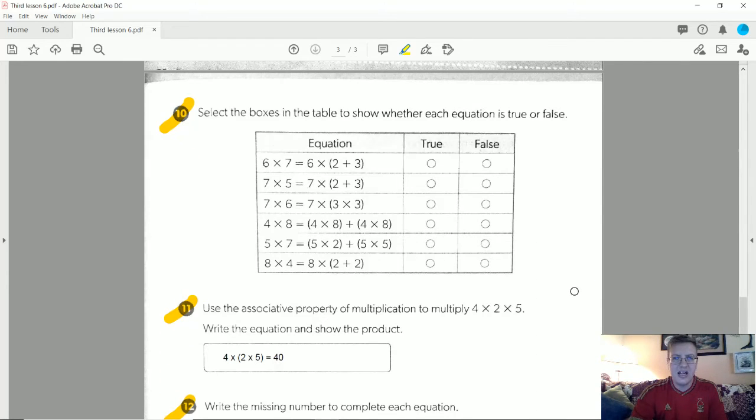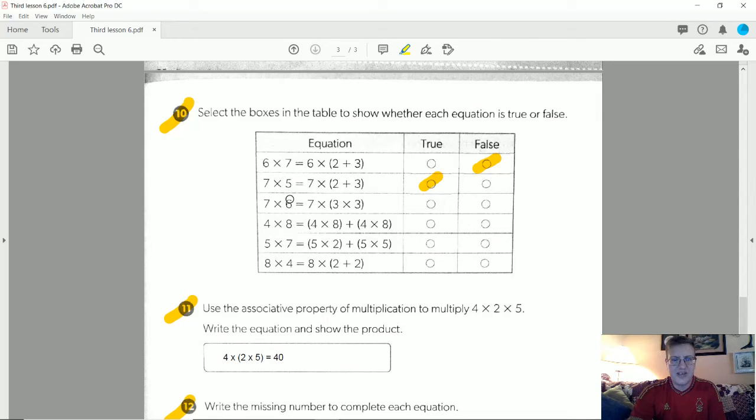Number 10, show whether the equation is true or false. So on the left-hand side, I have 6 times 7, and then using the distributive property, the two numbers that I would have to add inside have to equal 7 for this to be true. It would give us 6 times 5, so that one is false. The second one, 7 times 5, equals 7 times 2 plus 3. 2 plus 3 is equal to 5, so that one is true.